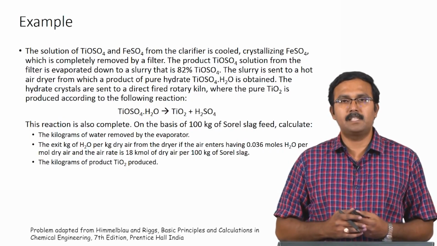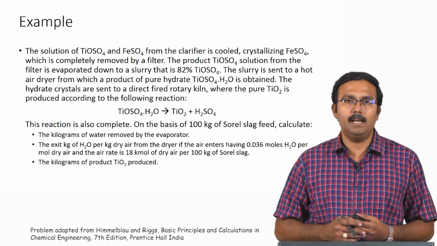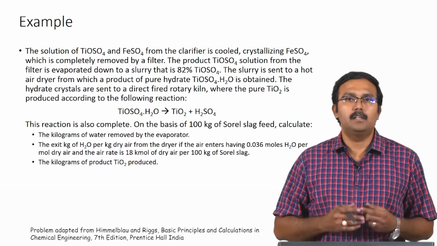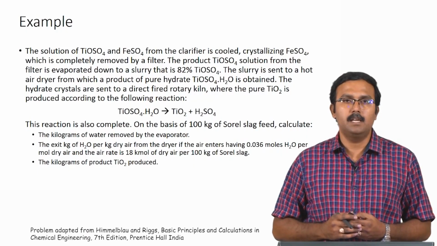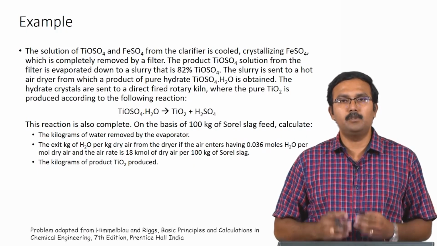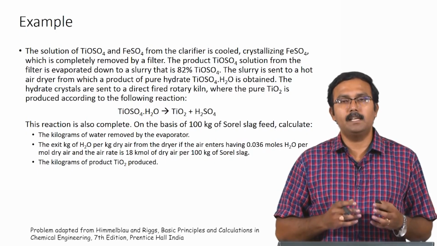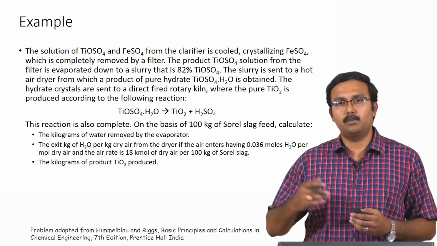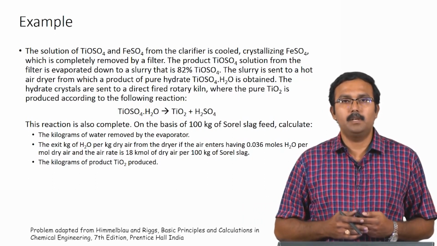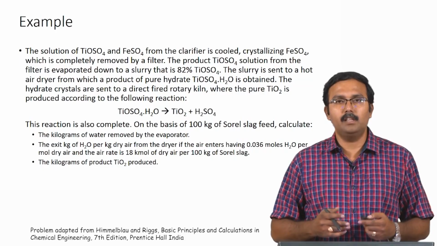So, before we start with any of the material balances, we now need to draw a flow chart. As you saw, there are multiple units in this process, and we need to read this problem one more time carefully and for each unit identify what are the inputs and outputs, which of the outputs are actually taken for further processing and which of the outputs actually leave the system. So, let us do that by drawing the flow chart.